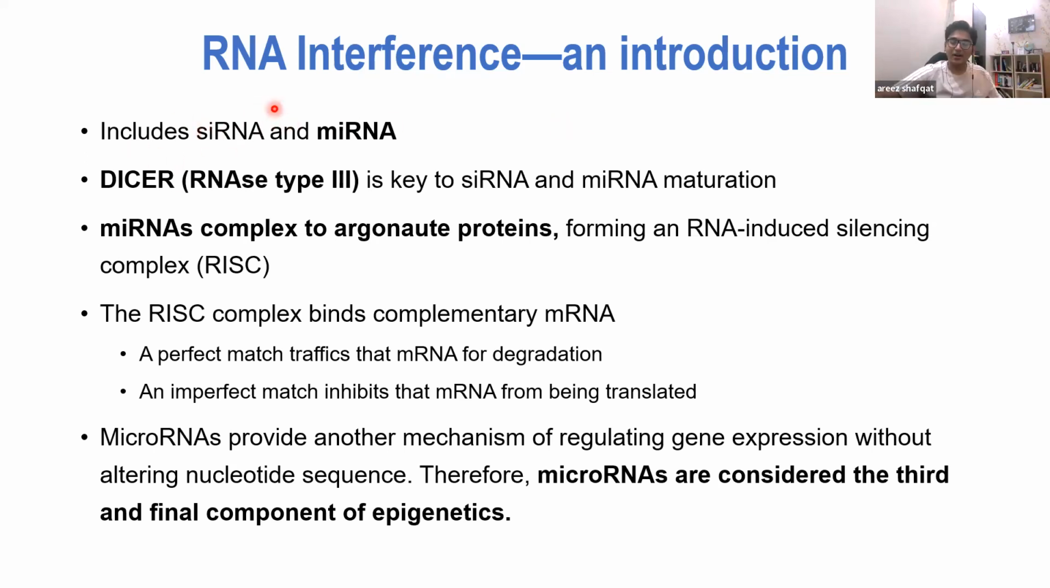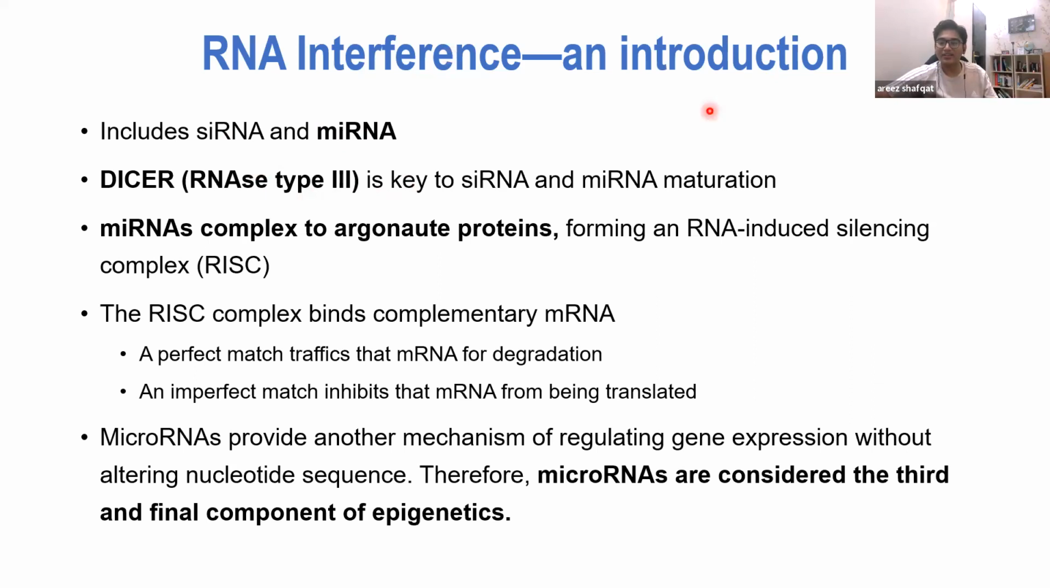So RNA interference includes small interfering RNAs or microRNAs. Both of them have precursors. The precursor of microRNA is called pre-microRNA. This runs into an enzyme called Dicer, which matures them by shaving off their unnecessary parts.